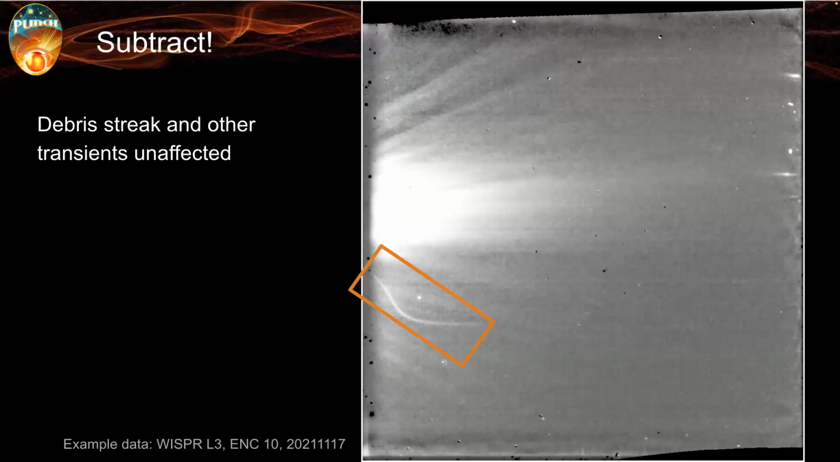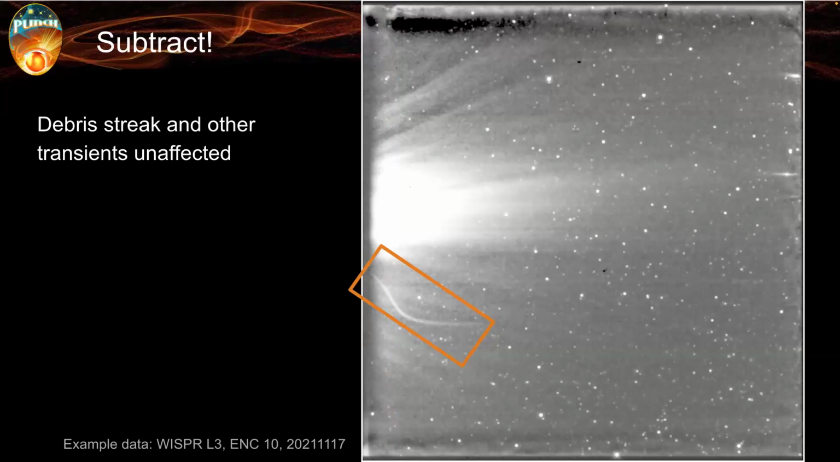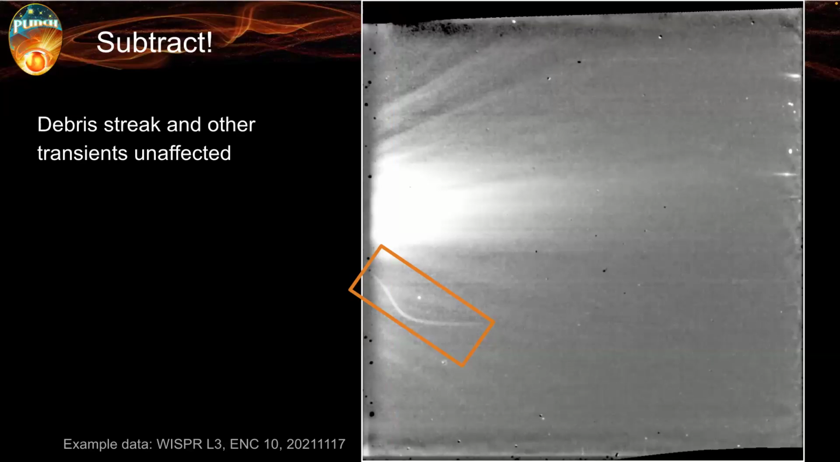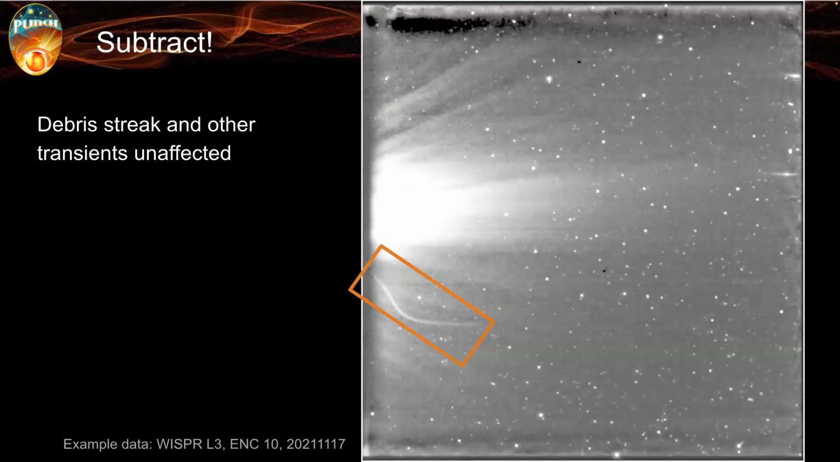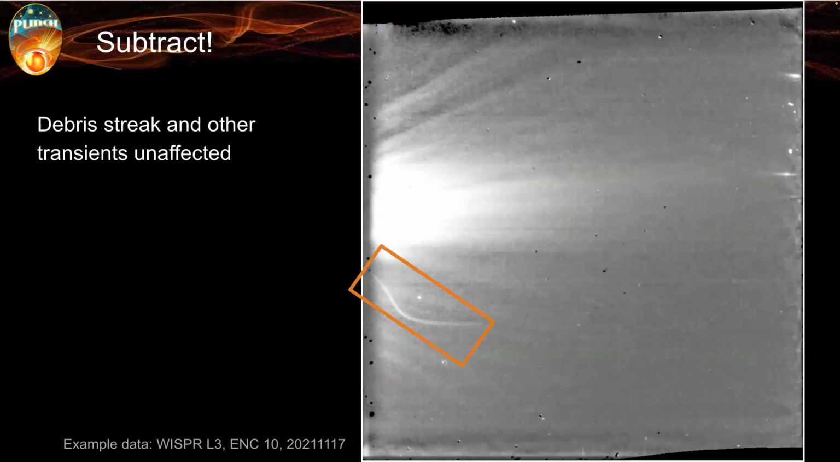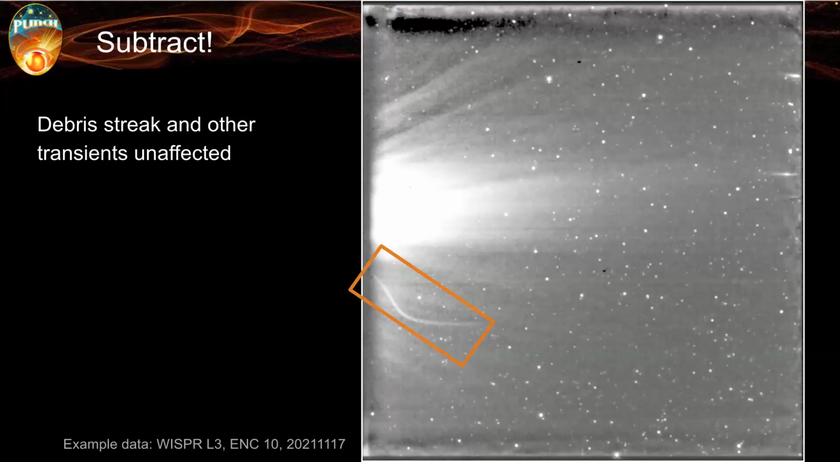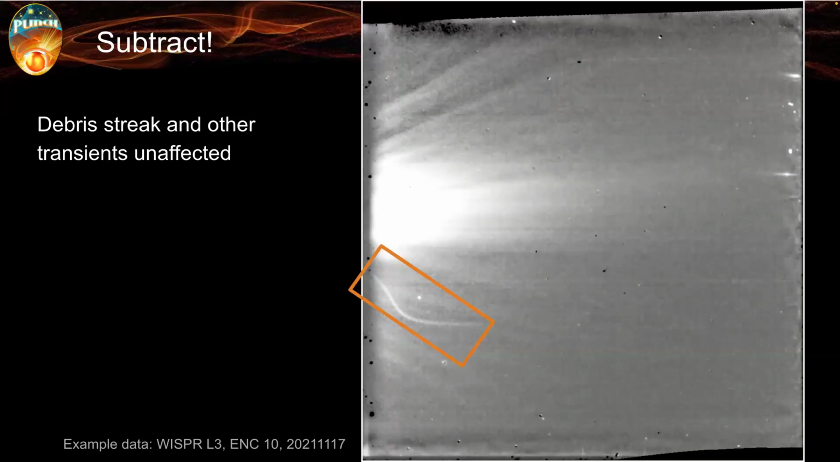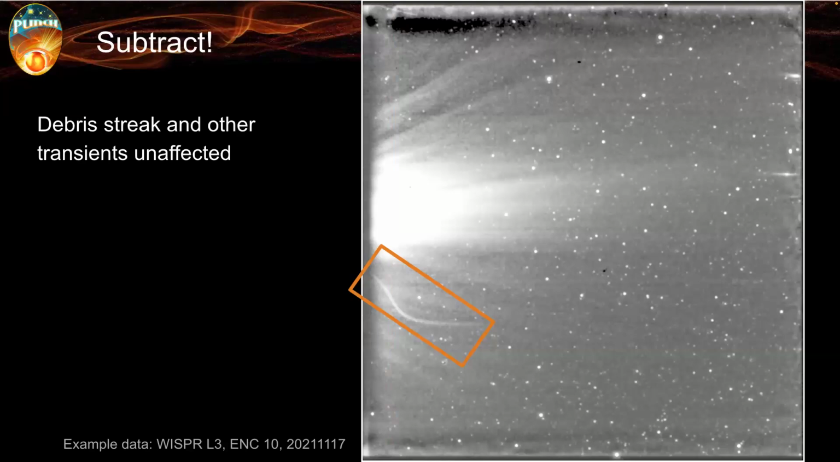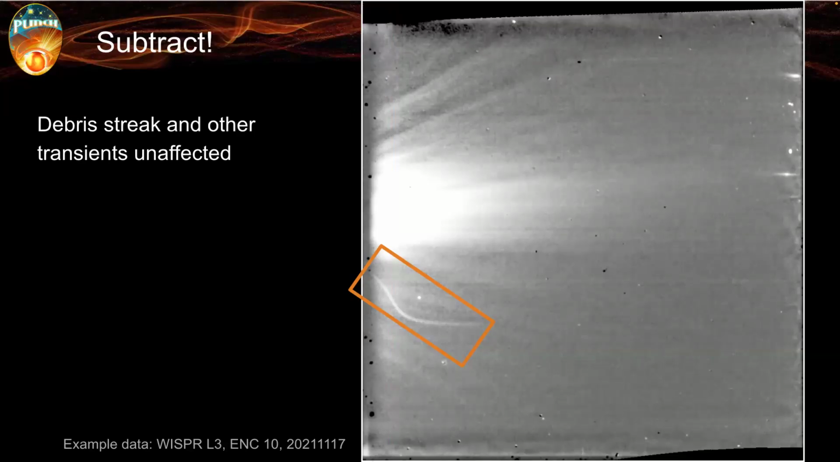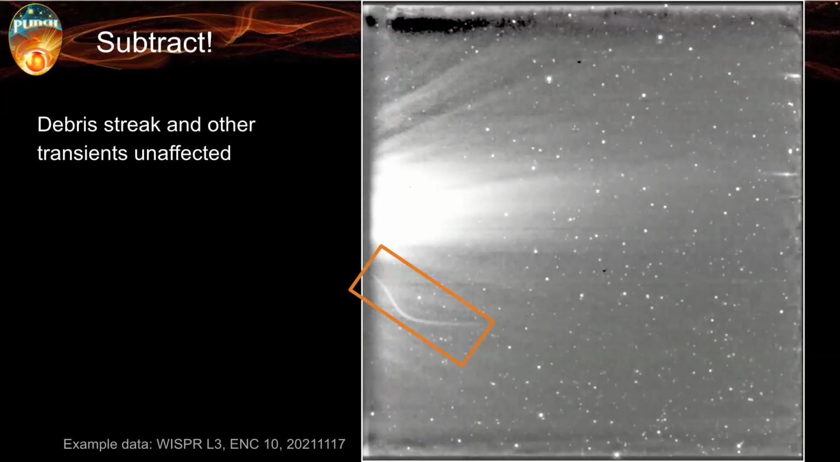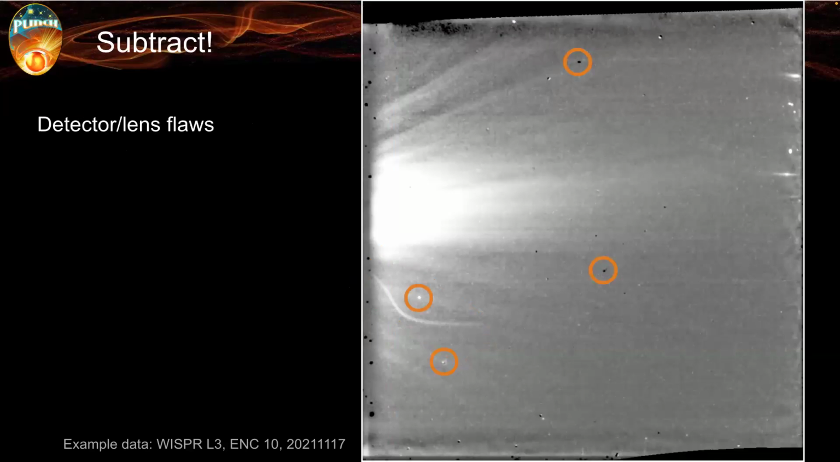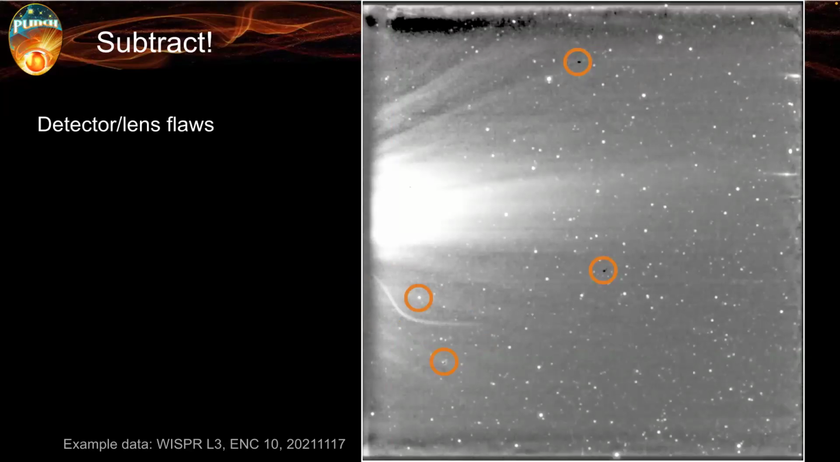There's just a random debris streak. WISPR has a lot of those from the sandblasting of dust and micrometeorites. I'm just highlighting that to emphasize that other weird transients don't get affected by the star field subtraction. It's only things at fixed celestial coordinates that move through the field of view, like stars, that get subtracted out. There are some detector artifacts. I'm sure PUNCH will be perfect.